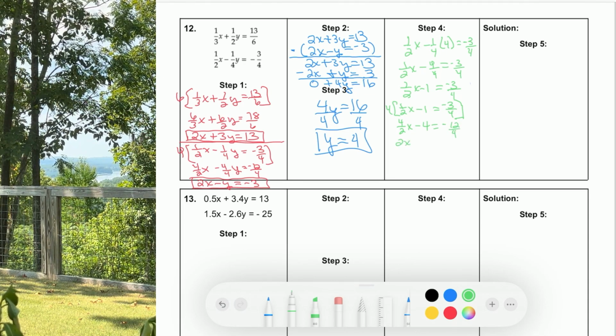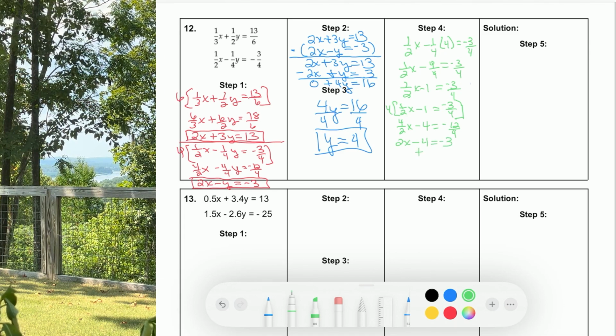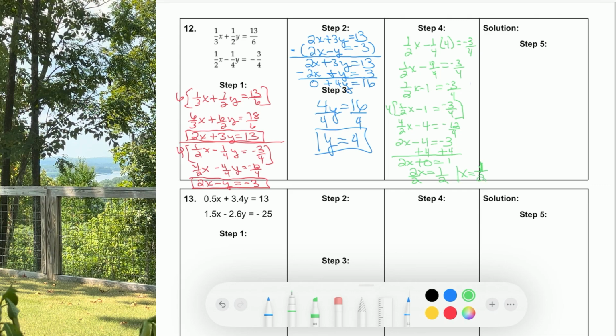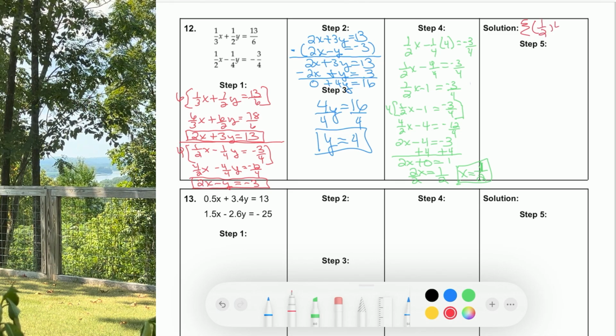I get 2x minus 4 equals negative 3. I'm going to add the 4 to both sides. I get 2x plus 0 equals 1. So 2x equals 1. Divide everything by 2. And I get x equals 1/2 for my value. All right, so I'm going to write that up here for my solution set. I have 1/2, comma, 4.